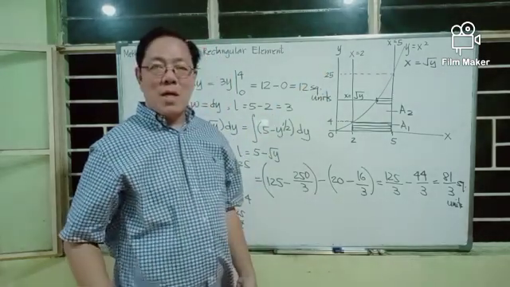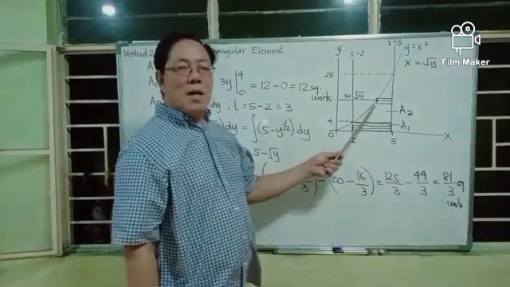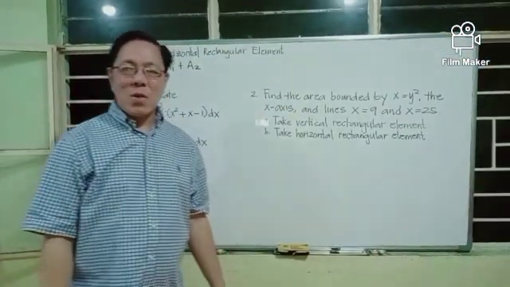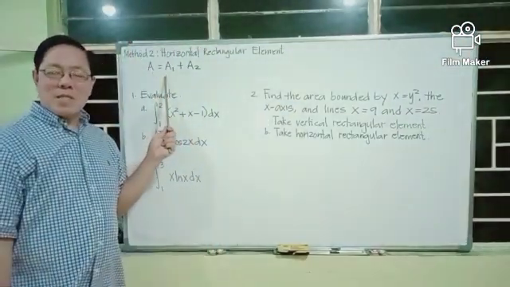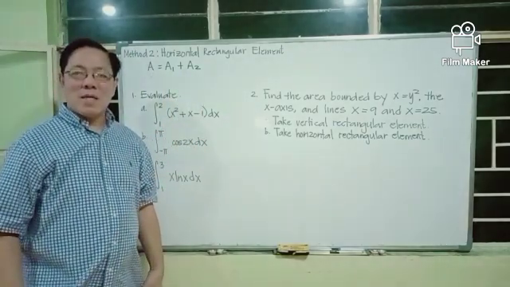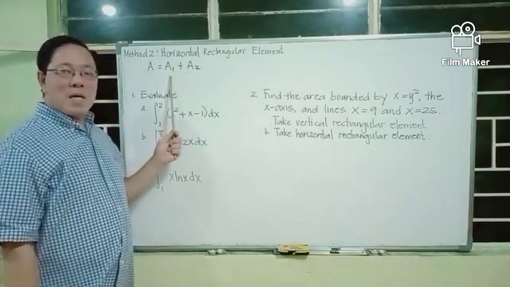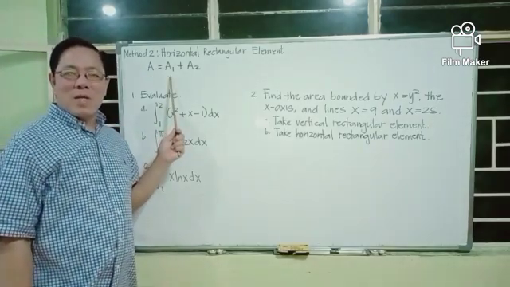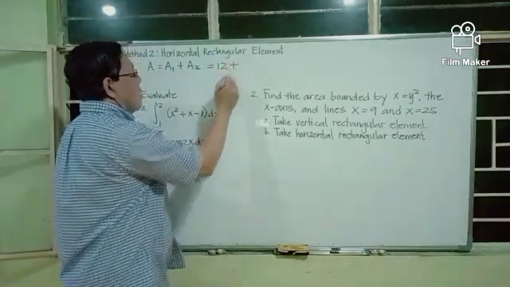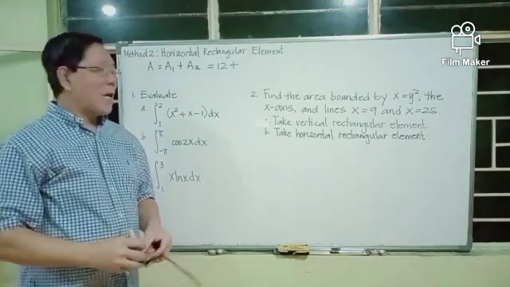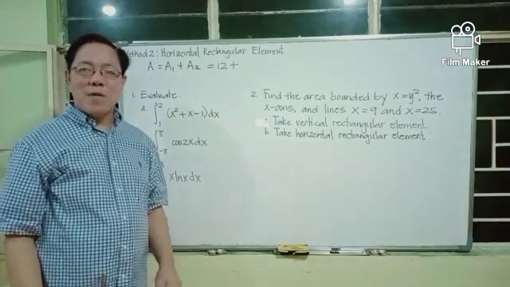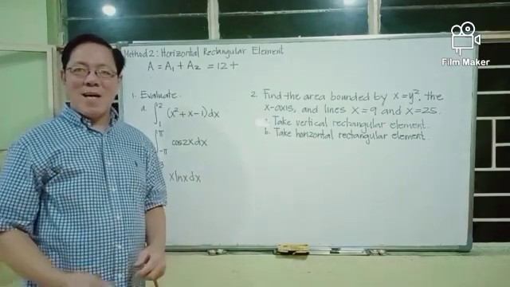And we now get the total area by adding A1 and A2. We now find the total area A, which is the sum of A1 and A2. And the sum is the required area. Earlier we obtained 12 square units for the area A1. And to 12 we add the second area A2, and earlier we obtained 81 over 3 for the second area A2.